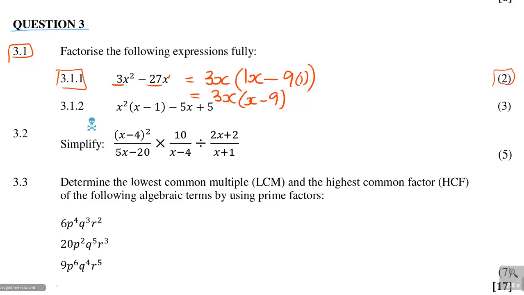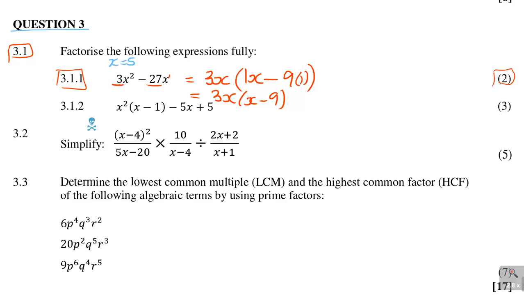Remember, you can prove your answer is correct when you expand. 3 times x is 3x squared. 3x times 9 is minus 27x. So you can just do that, or you can choose any value of x. For example, x is equal to 5.